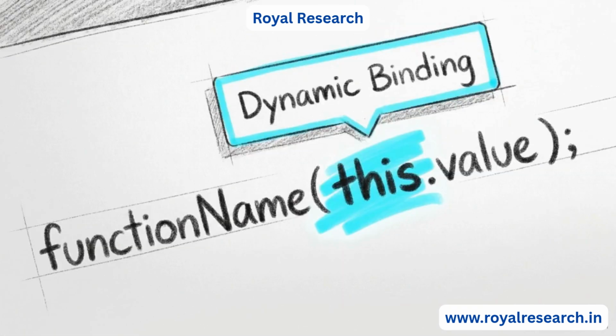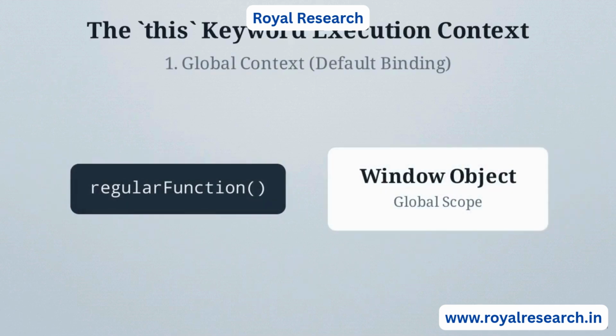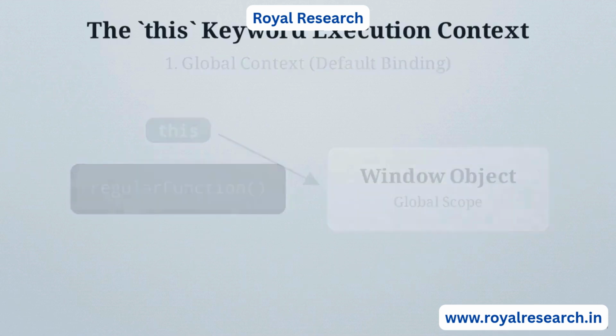The value of this is not fixed during declaration. It is evaluated at the moment of invocation, based on the call site. In the global and regular function contexts, we see the engine's default binding behavior. An unattached function call in non-strict mode binds this to the global window object.